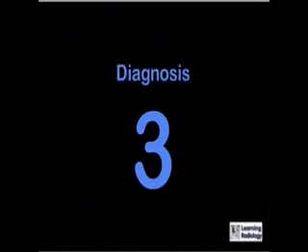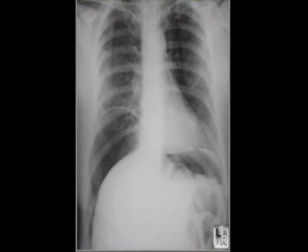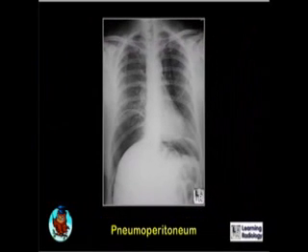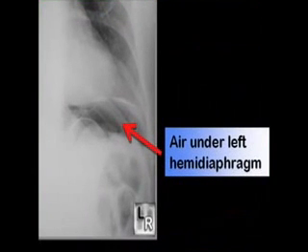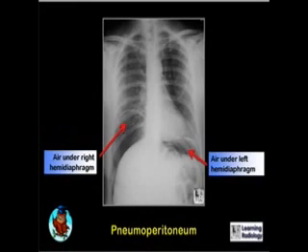This is diagnosis 3. Why does this patient have abdominal pain? There is a pneumoperitoneum present. There is a large amount of free air beneath the left hemidiaphragm, but that can sometimes be confused with air that is inside the stomach or splenic flexure. However, there is a large amount of air beneath the right hemidiaphragm, and that indicates the presence of free air.